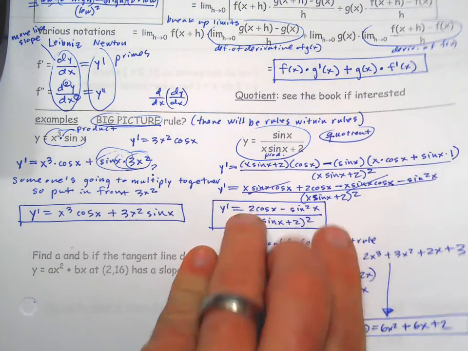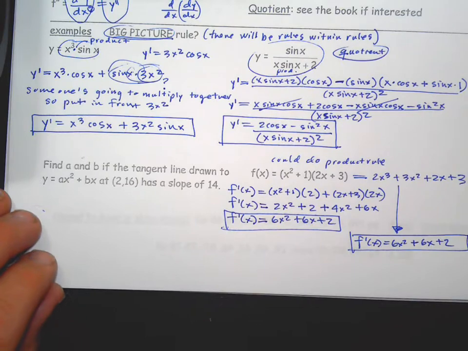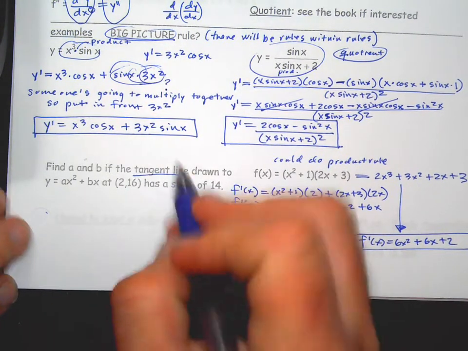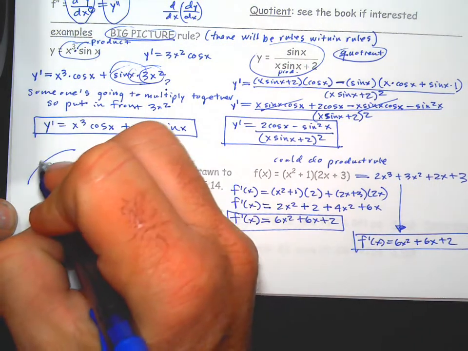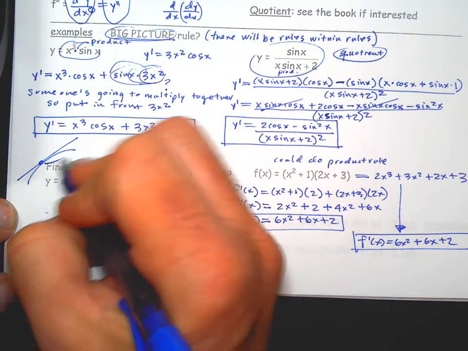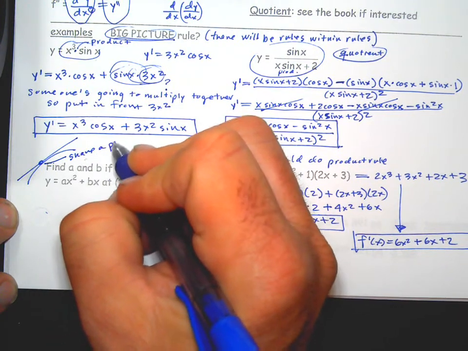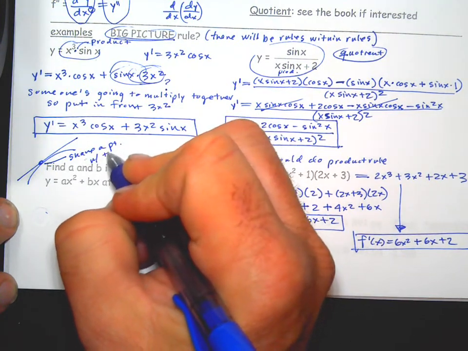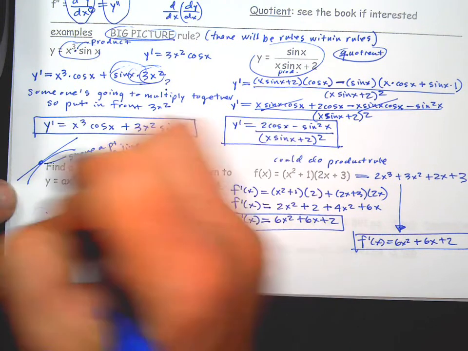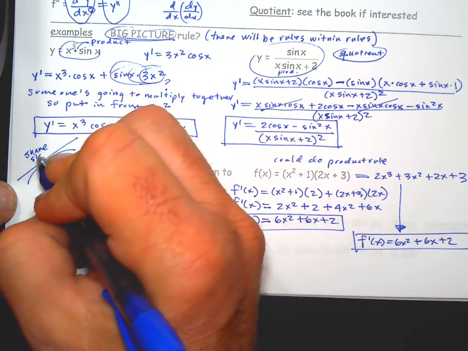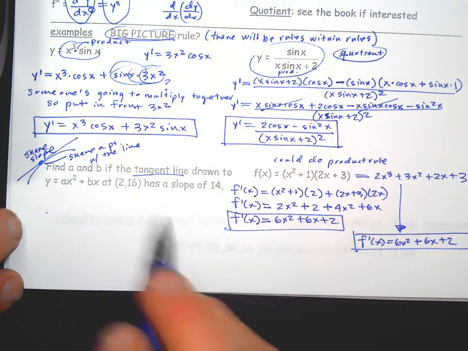Find A and B if the tangent line drawn to this curve has a slope of 14. So, tangent lines. There's things about tangent. If you have a tangent line, there's two things: they share a point with the line, right? And they share the slope at that point. So there's two things. So if you have two unknowns, that should help you.